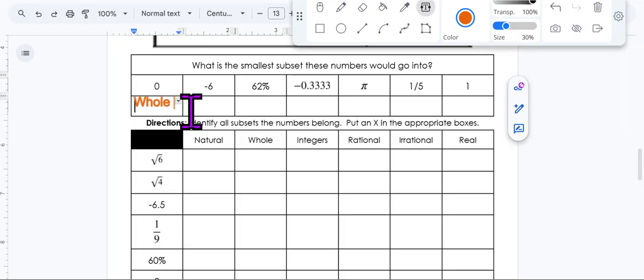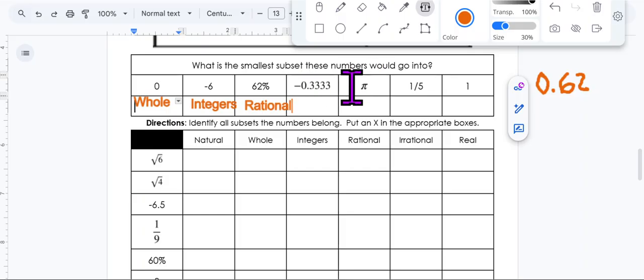All right, what about -6? -6, that's a negative whole number, right? So negative whole numbers, we know, are integers. 62%. Well, if I change 62% to a decimal, that would be 0.62. We did this the other day in class. Remember, you move the decimal place 2 spots to the left, or you divide by 100. So this is a decimal that ends. It doesn't go on forever, right? So that is a rational number.